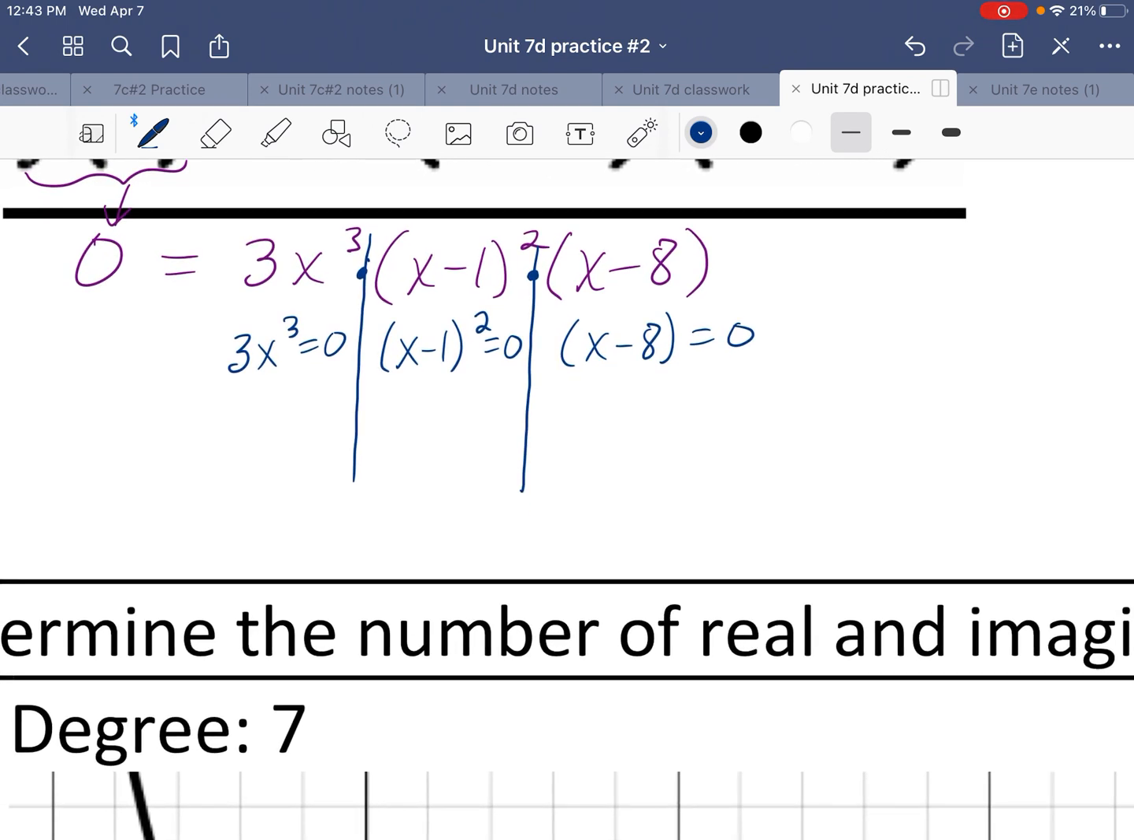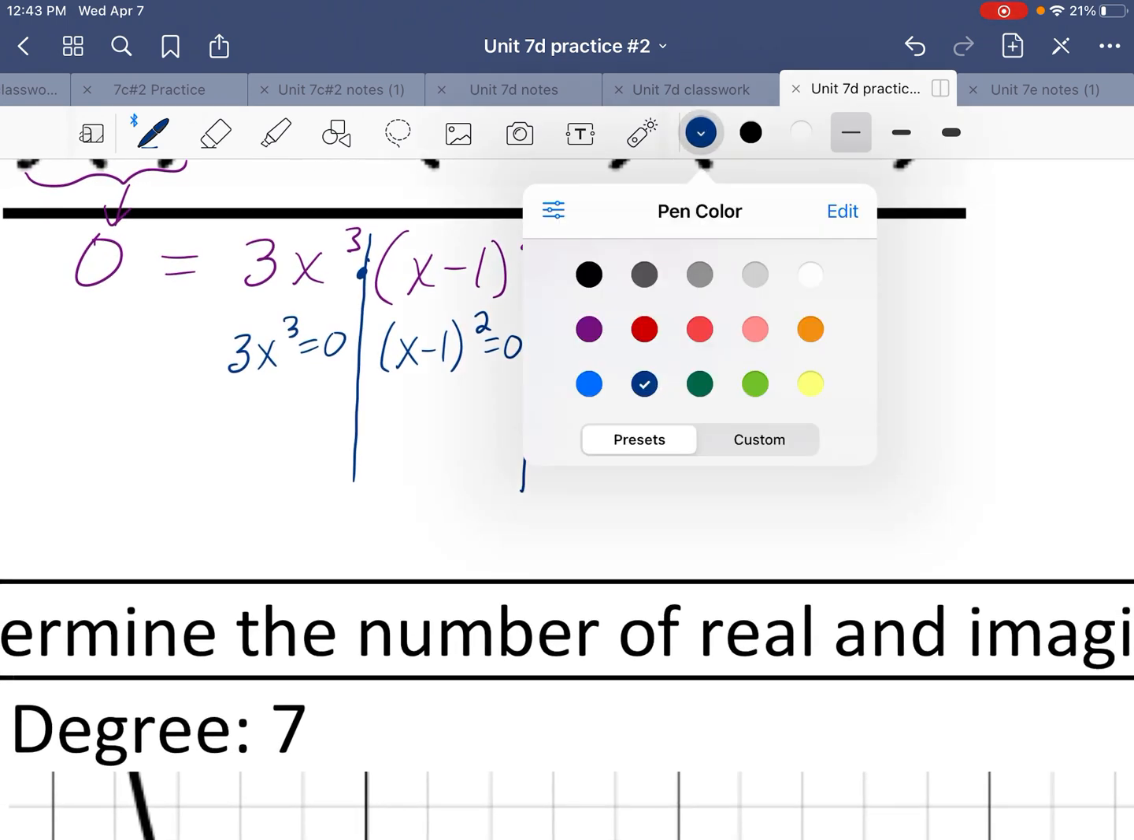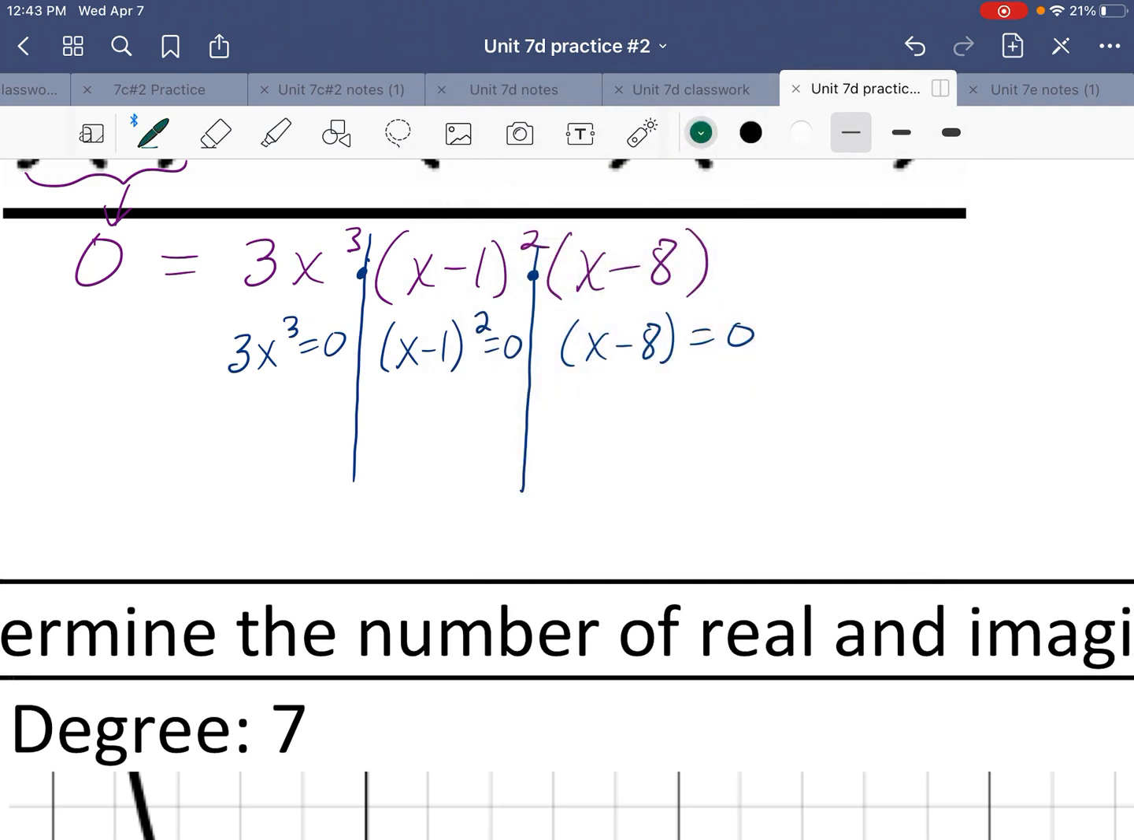Now we're going to solve each individual equation. So you have to do reverse order of operations. If you have addition or subtraction, do that first, then multiplication, division, and then cube root. So x equals 0. And our next one, we have a square root. Well, the square root of 0 is 0. You're going to find that these exponents are really kind of useless right now.